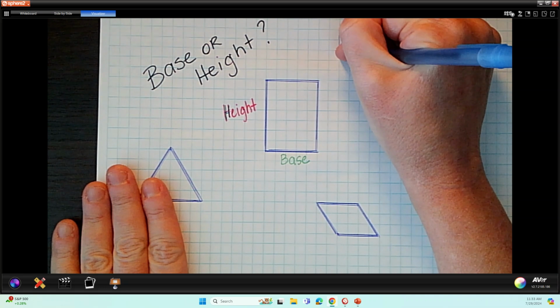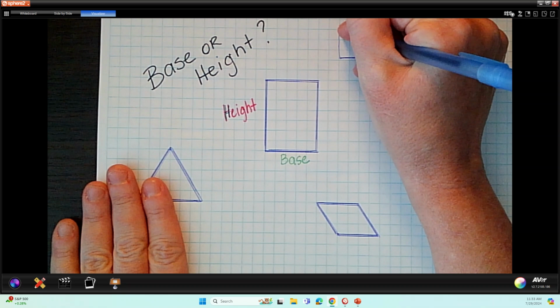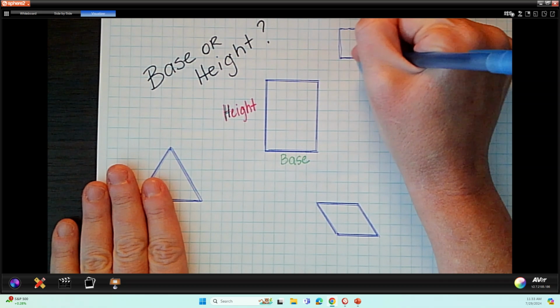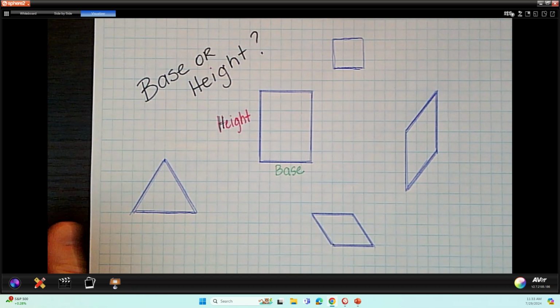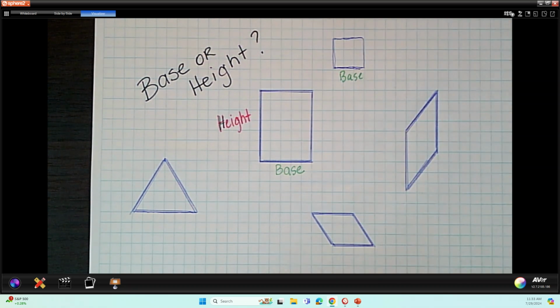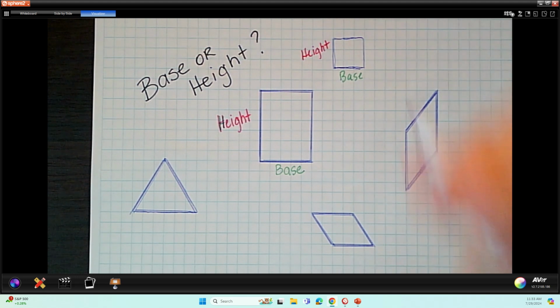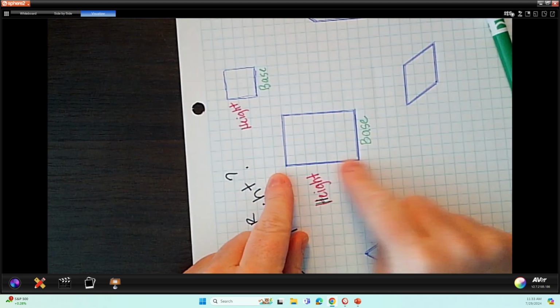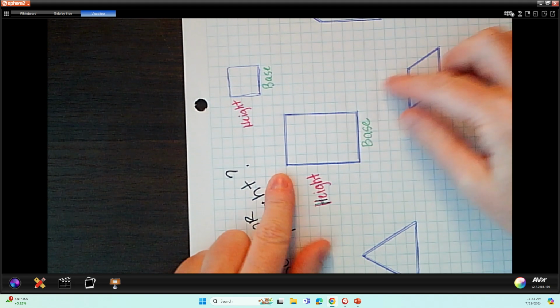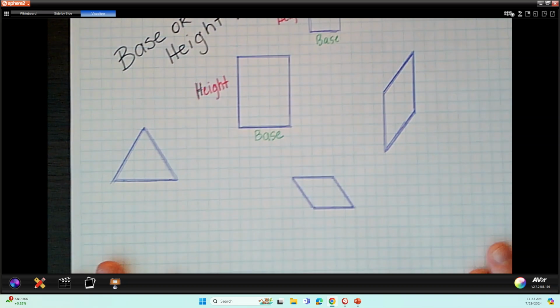So if I just do a quick sketch of a square, 3 by 3 here, it doesn't really matter. Whichever side you use, it's going to be identical. So if base is 3, height is 3, I can rotate it around. So here would be my base, my height, they're the same. So it really doesn't matter for a square. Okay? Same with a rectangle. If I rotate it around, now my base is at the bottom and my height is at the top. Okay? Now, what happens though when we deal with parallelograms and triangles?